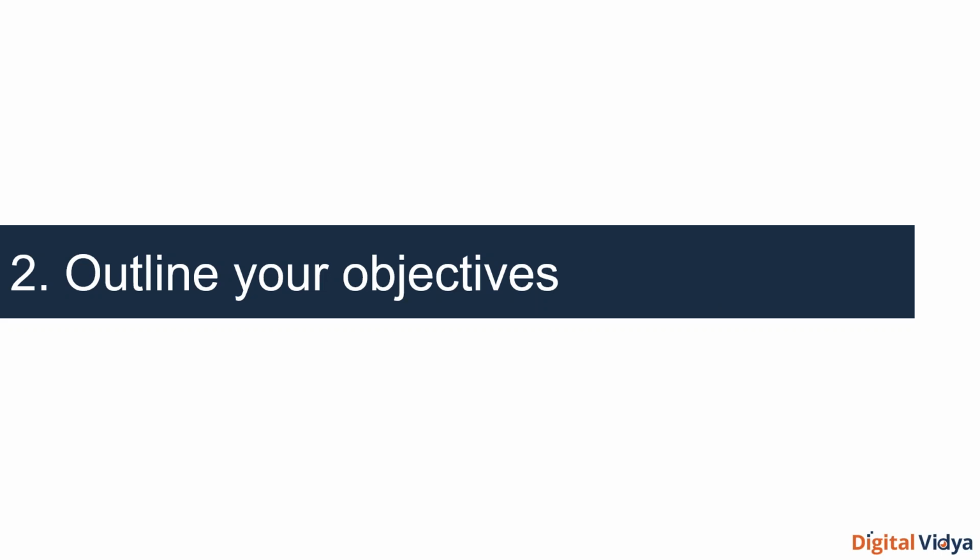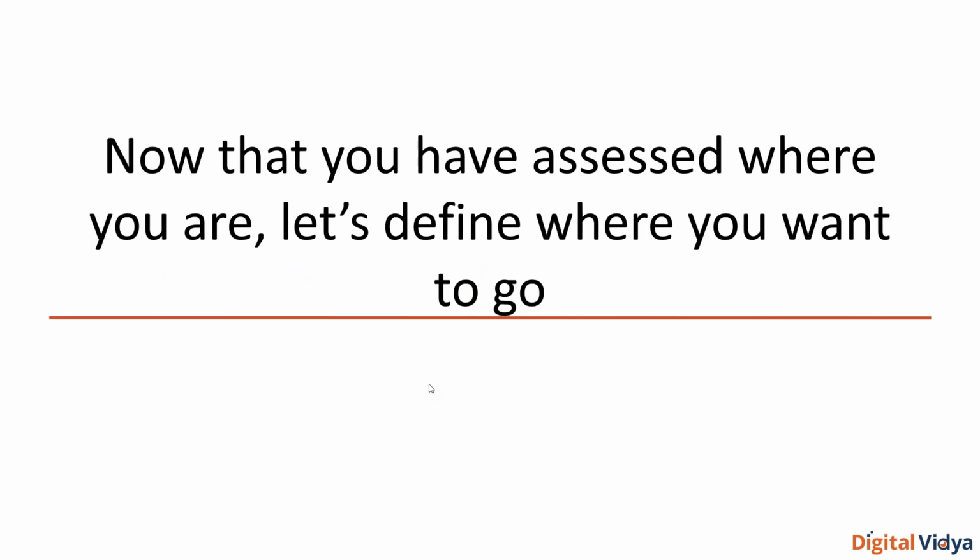Now that you've defined point A, the next thing to do is to define point B, which is where you want to go. You know where you are. You will then put down where you want to go, which is why objectives are really important. So here, you've assessed where you are. Now you'll say where you want to go, so you can craft a strategy to go from point A to point B.